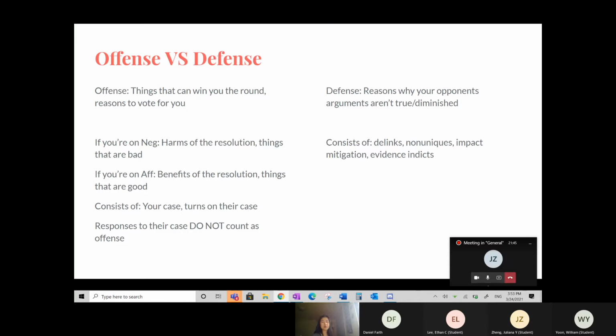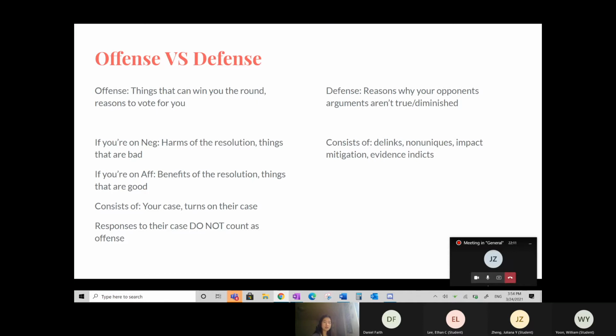It's reasons why your opponent's arguments aren't true or they're diminished, right? So it consists of delinks, non-uniques, impact mitigation, and evidence indicts. And an evidence indict is just roasting their evidence, saying it's false, right? Delinks are not a reason why the judge should vote for you. Sure, their argument might be false, but you still have to give me something on your side that's a benefit of price controls for me to vote for you.